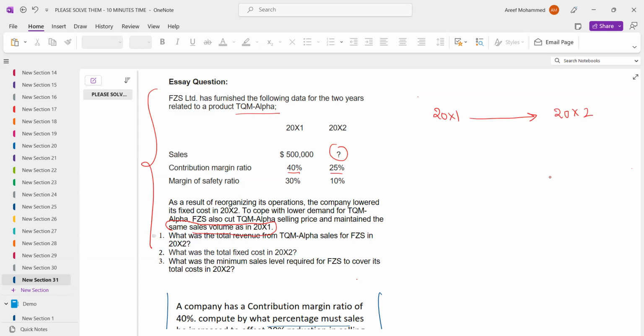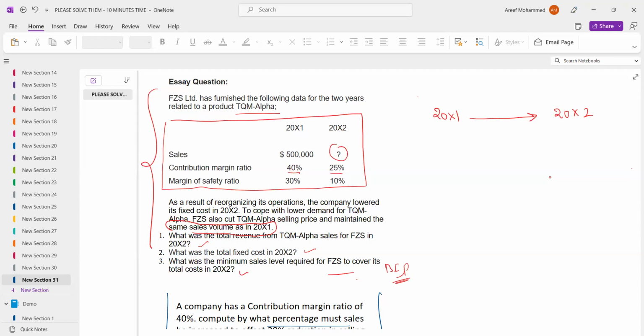What was the total revenue in 20x2? What was the total fixed cost in 20x2? What was the minimum sales level required for FZS to cover its total cost? That means nothing but the break-even point. They have asked this. The given information is this. This is the only information they have given.